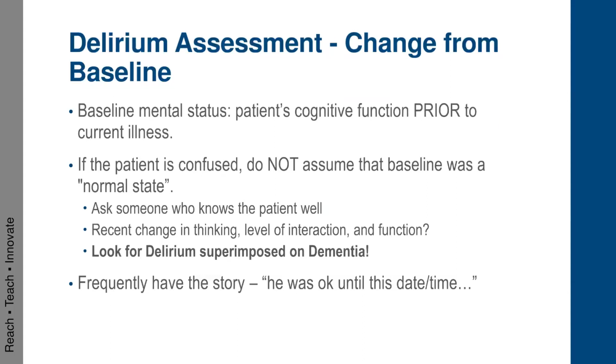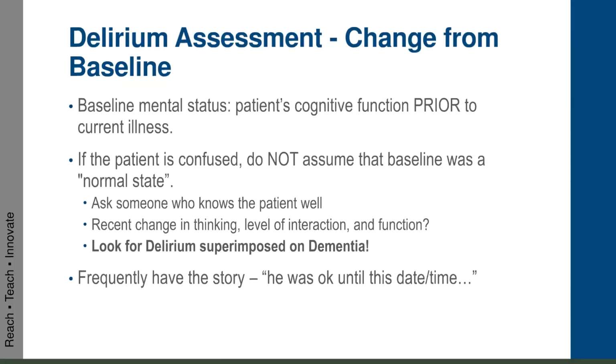So you really do need to do some investigations, ask someone who knows the patient well, look for recent changes in thinking, level of interaction, and look for delirium superimposed on dementia. You'll frequently get the story, he was okay until. So it's more of an acute change. It may be that he was okay until a couple of weeks ago, but he was okay until this time. That's the frequent story we get with delirium.